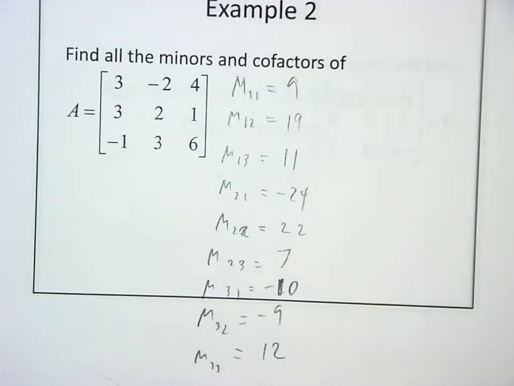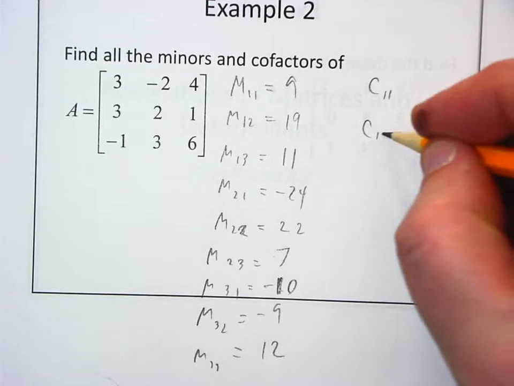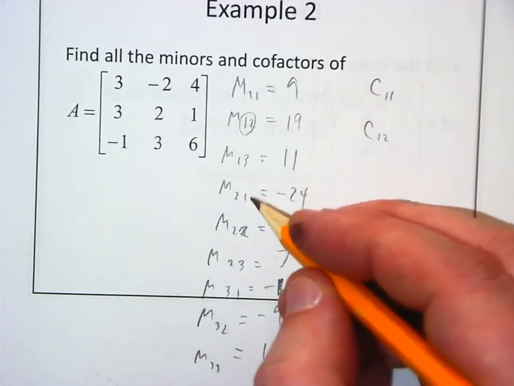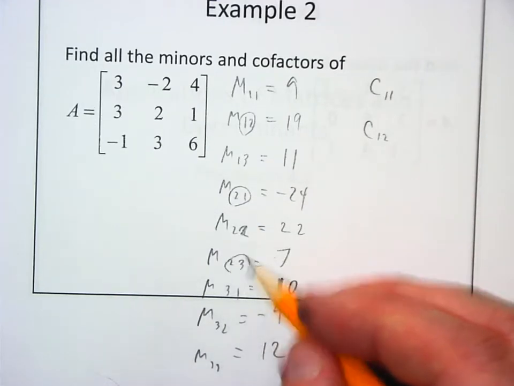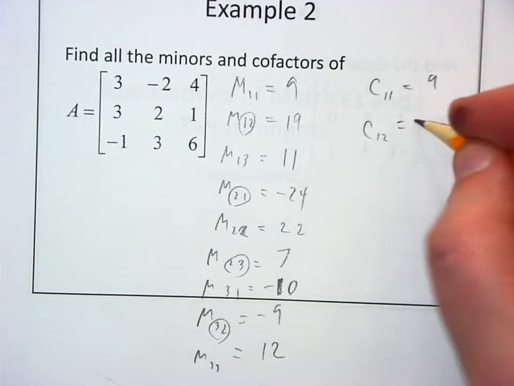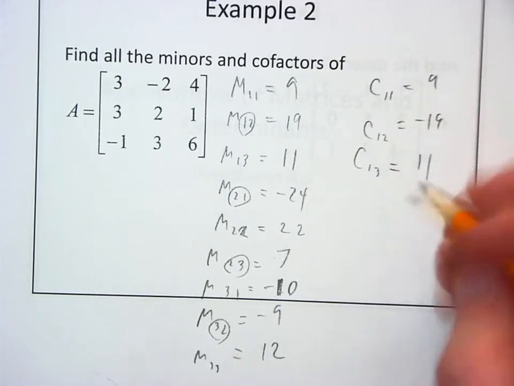Now for cofactors, anything where they're both odd or they're both even, I'm going to leave the same. The ones I'm going to switch are the ones where the two numbers are different. So, going down this list, which ones am I going to switch the sign on? Well, the one where there's one even, one odd, right? So 1, 2, 2, 3, and 3, 2. So everything else is going to stay the same. This is still 9. This one flips to negative 19. Cofactor for C13 stays 11, and then you just go down the list, flipping only every other one.